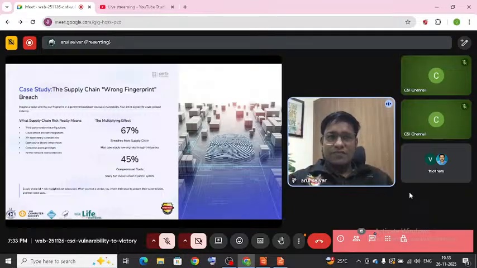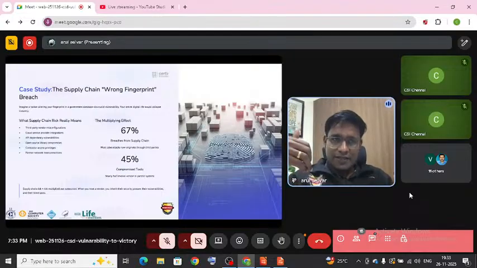Because of that, the fingerprint is already changed. Assume you have gone to Dubai and you are trying to exit from Dubai, so you go to Dubai airport and do your immigration. At that time, your fingerprint is not matching.